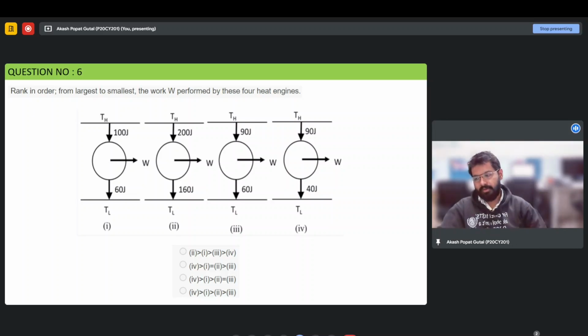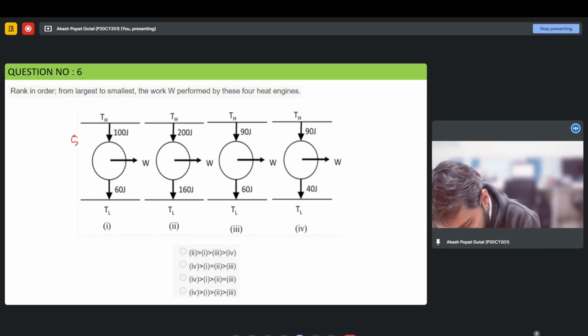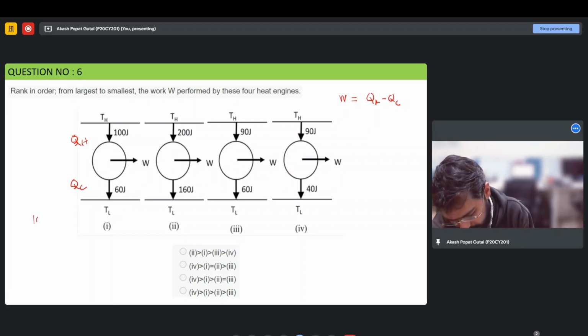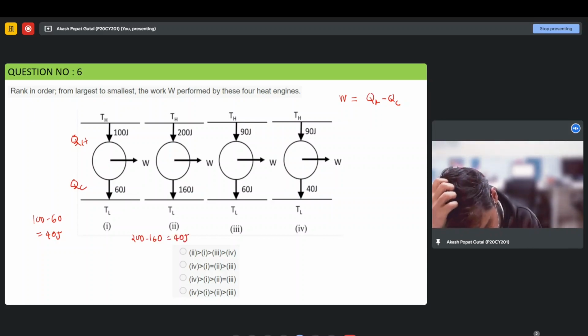So here we need to calculate the work. It's simple because we know QH, the heat taken from the hotter body, and the heat given to the cold QC, and we know the definition of work done is QH minus QC. That simple. Just subtract 100 minus 60, which is 40 joule, 200 minus 160, which is 40 joule. For the third heat engine, 90 minus 60, which is 30 joule. And for the fourth system, 90 minus 40 is 50 joule.